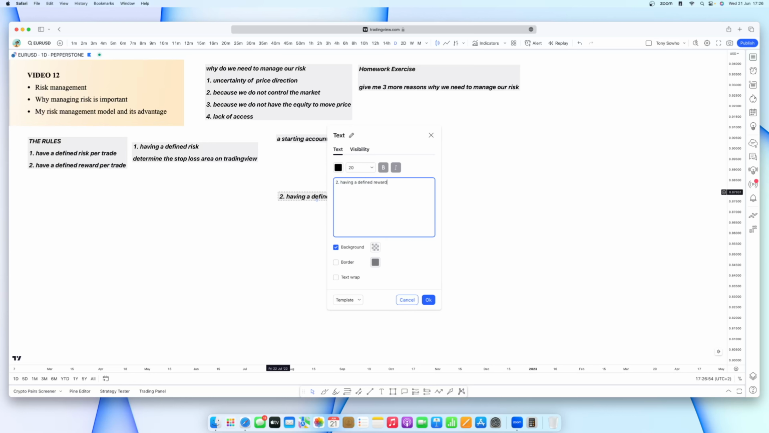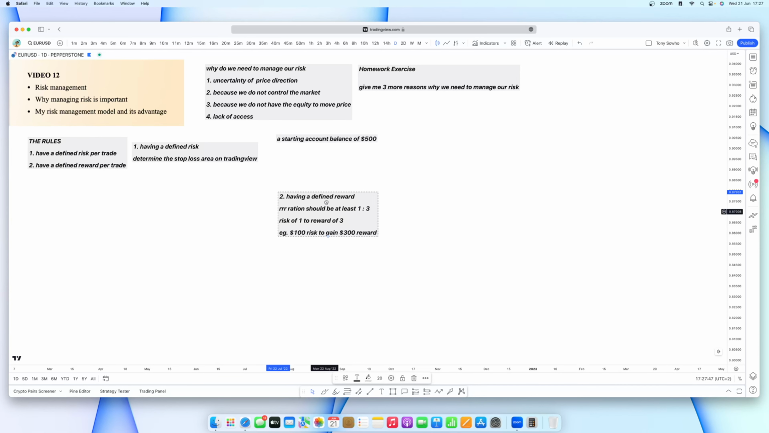So under this number two, now we can say having a defined reward. How do you do that? Okay, 3 times what you're risking. So risk to reward ratio, RRR, should be at least 1 to 3. So what that means is risk of 1 to reward of 3. So I can say, for example, that is $100 risk to gain $300 profits, or let's use reward.